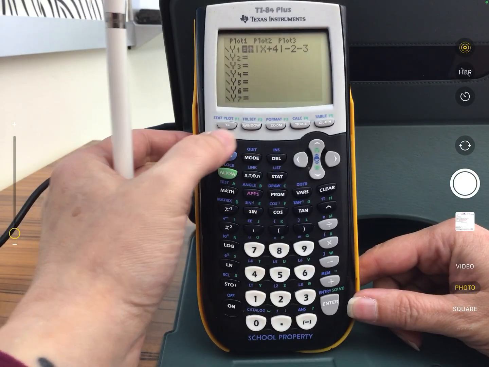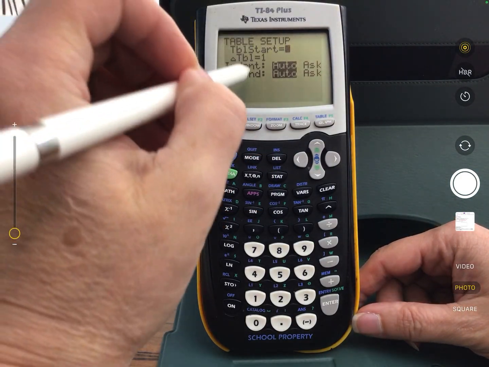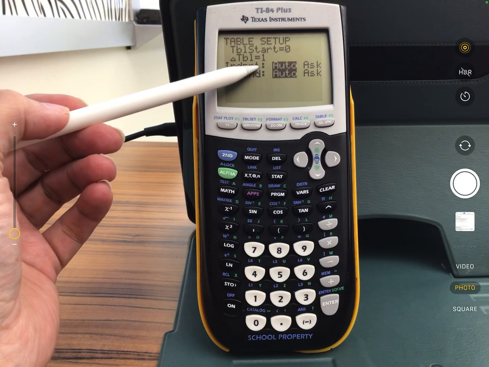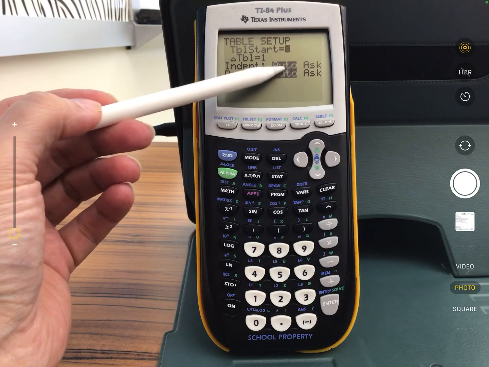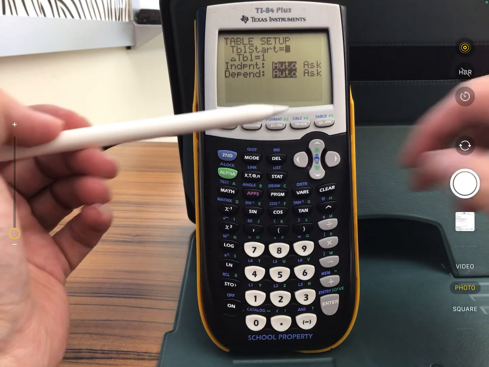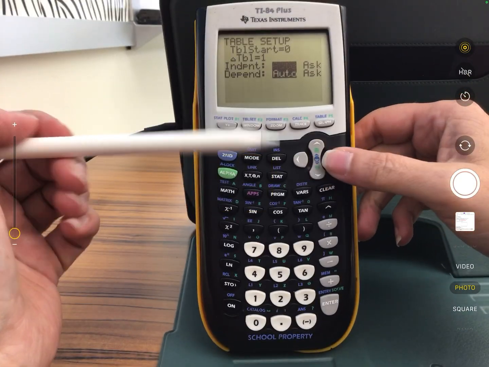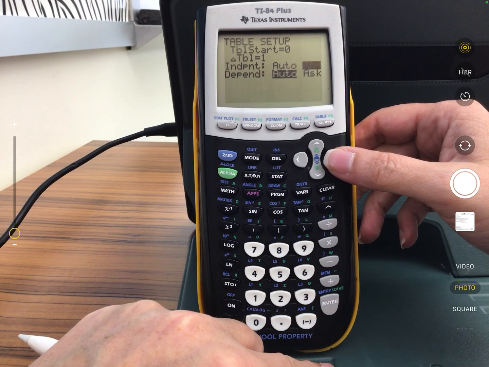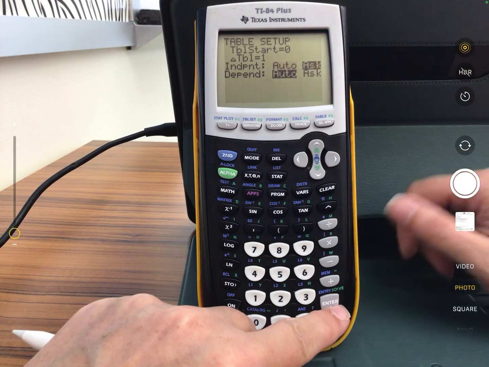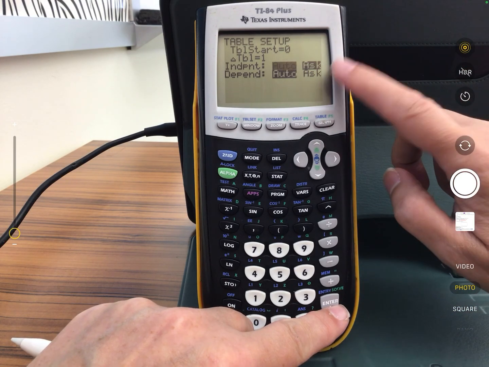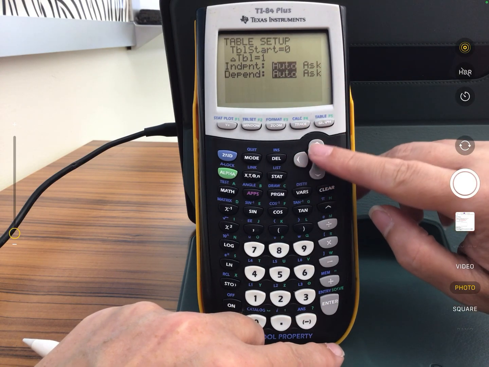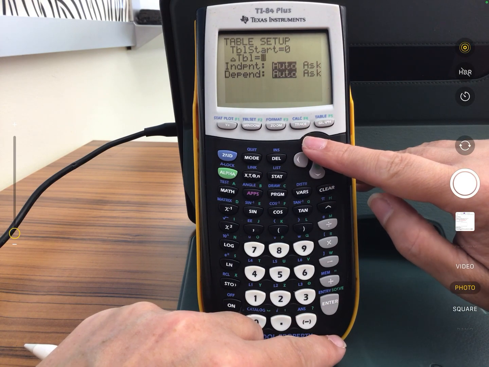So the first thing I'm going to do is go into table set just to make sure. There's a couple of settings. First of all, I need to make sure that both the independent and dependent variable are set to auto. If it's set to ask, go down and highlight using the arrow key. For example, I could set it to ask right now and it would be highlighted over there. But for our purposes right now, we need to set it to auto. Later on this year, I'm going to show you how to use the ask button. But right now, we're going to set it to auto.